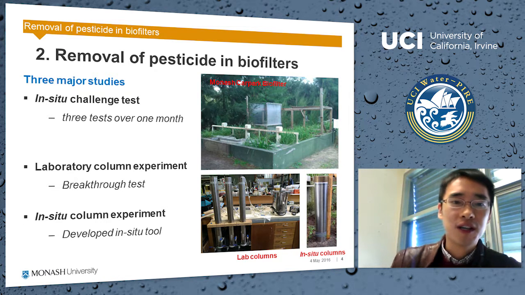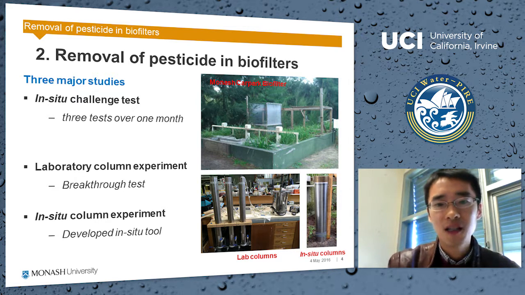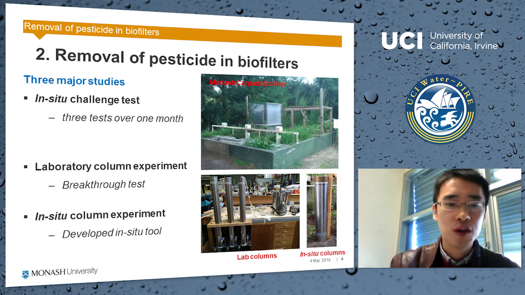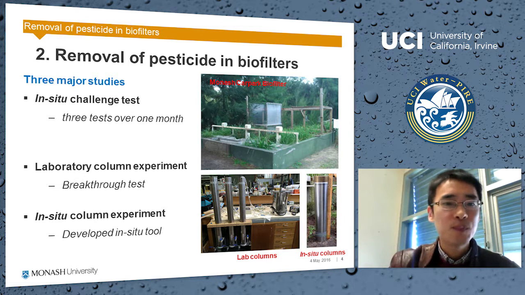it shows the three major experiments we did. The first is the in-situ challenge test we conducted on our Monash car park biofilter. Back in the laboratory, we did a laboratory column experiment to understand the breakthrough curves of those pesticides using soils collected from the car park biofilter. We also developed in-situ columns to study pesticide removal in the field system.